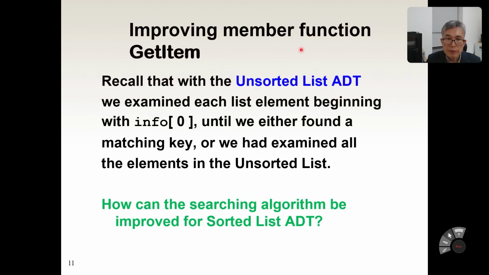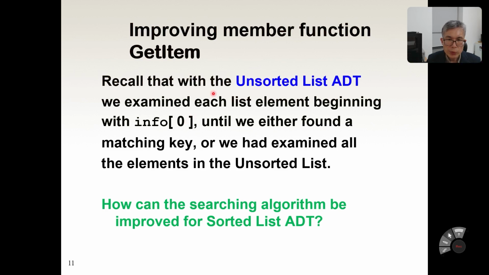Improving member function GetItem. We are using a linear search. We want to find some item, but if we assume this is a sorted list case, we can find the item using GetItem in a better way in terms of time complexity.